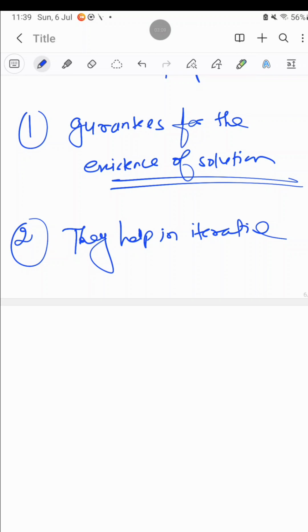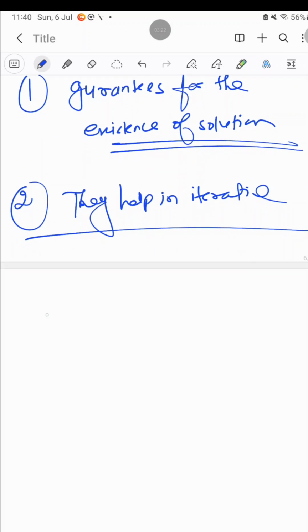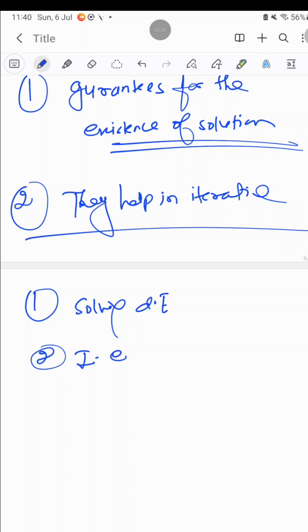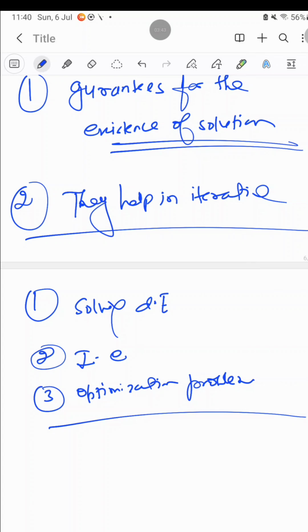Now we can also say fixed points are used widely in solving differential equations, integral equations, optimization problems, and even economics and game theory. These are the basic importance of fixed points. In all these areas, fixed points are important.